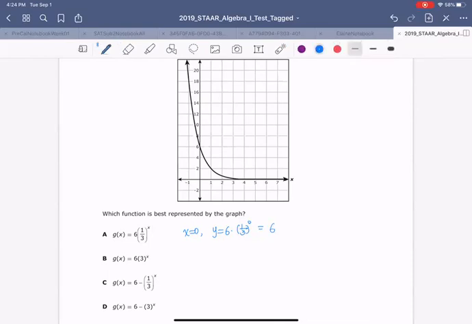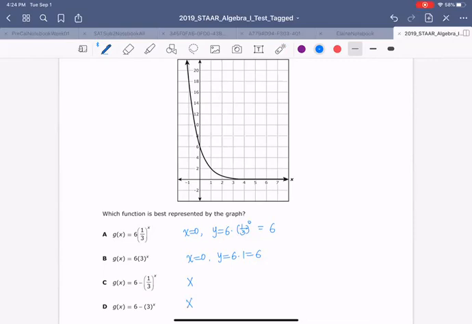And for B, y also equals 6 times 1, which is 6. For C, 6 minus 1, which is 5. That's wrong, right? For D, 6 minus 1, which is 5. So D is also wrong.